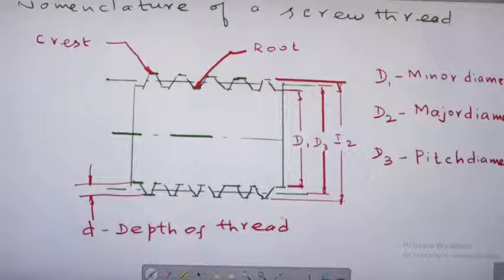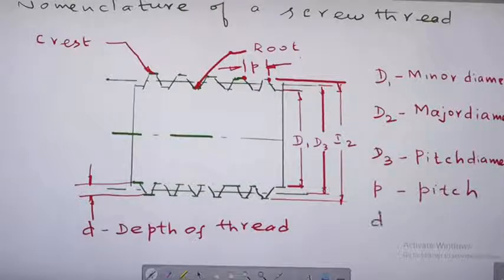The distance between the points on the adjacent threads is called pitch. Let us say this is one point on the crest of this thread. This is the corresponding point on the crest of the adjacent thread. The distance measured along the axis is called pitch, P, pitch of the thread. D, depth. This is the axis.